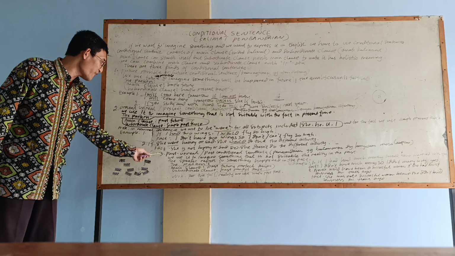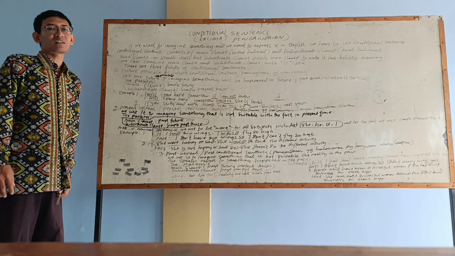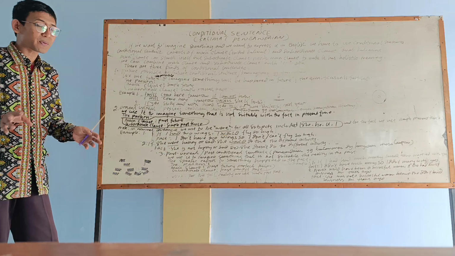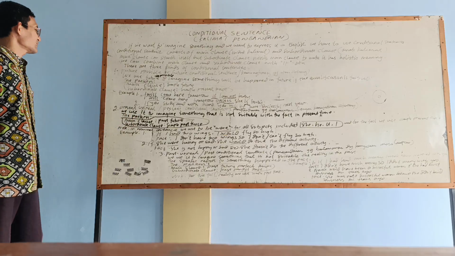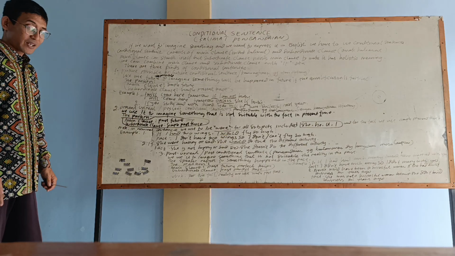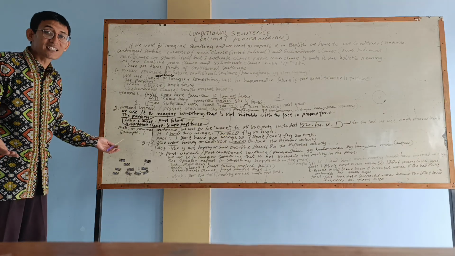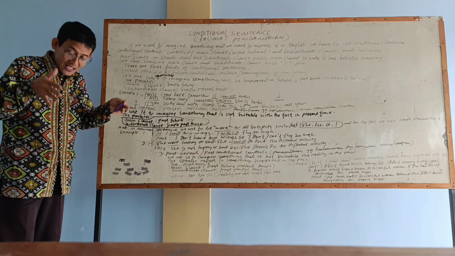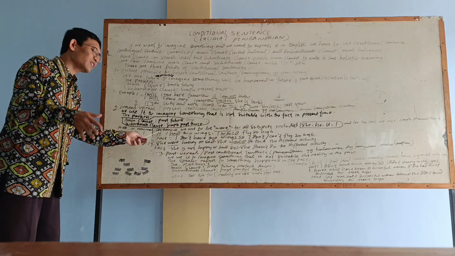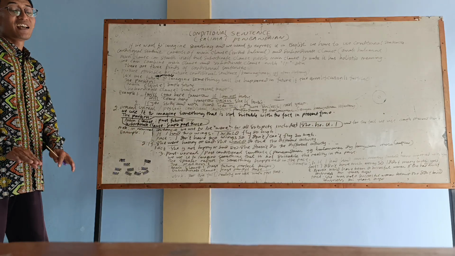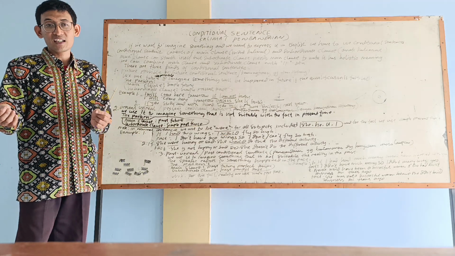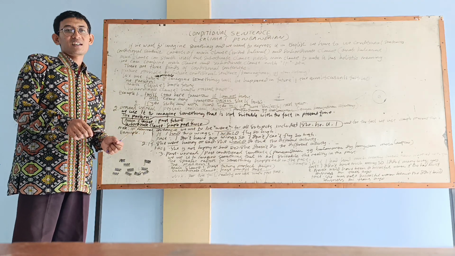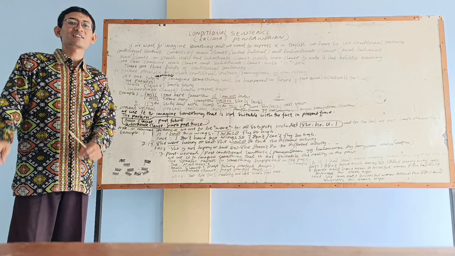Nah, for the fact we use simple present tense. Why for the fact we use simple present tense? Of course, because this is second style, present unreal. Present unreal tidak sesuai dengan kenyataan di masa sekarang. Of course, the fact we use simple present tense because the function of simple present tense is to tell activity, habitual activity, general truth in simple present tense.